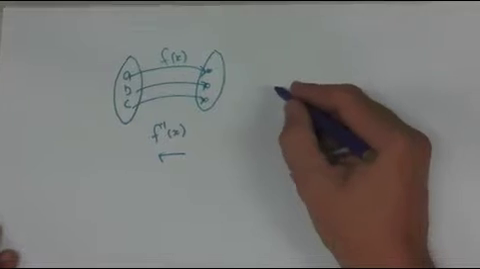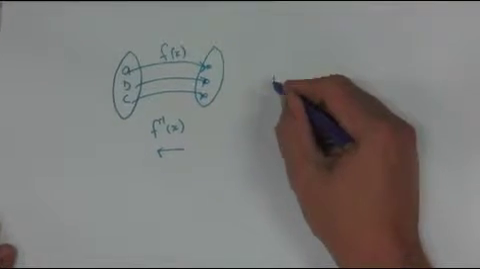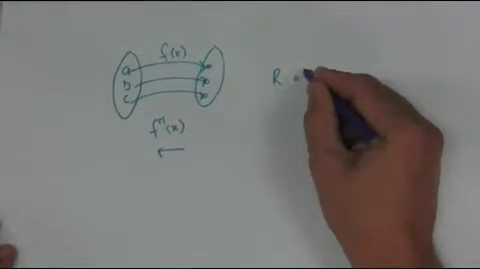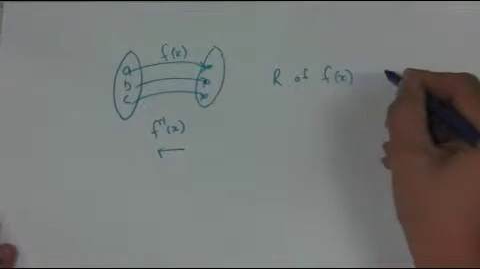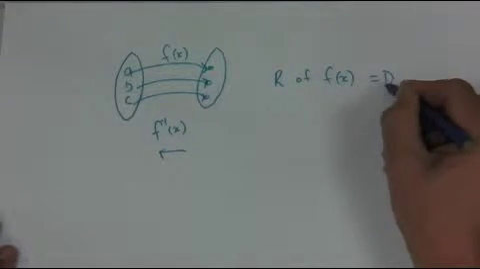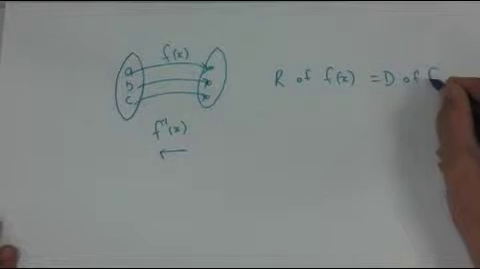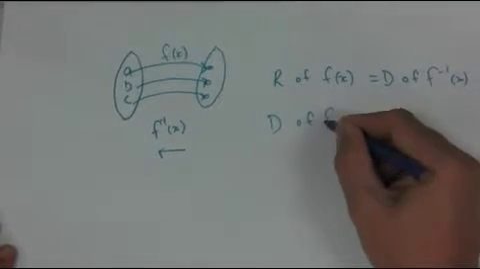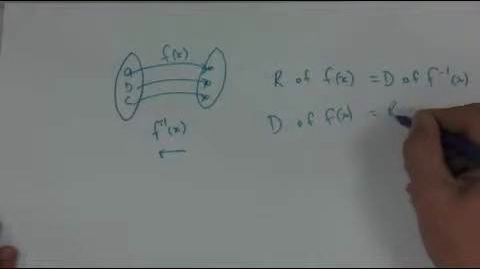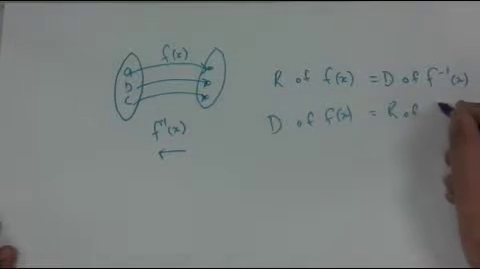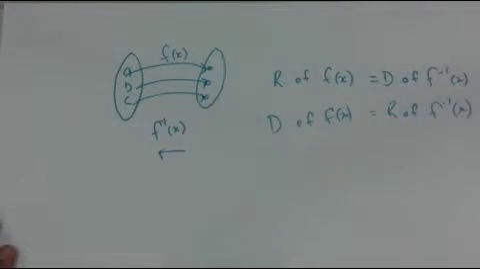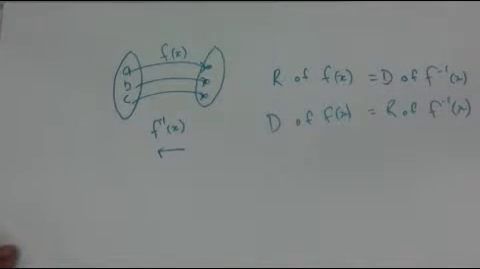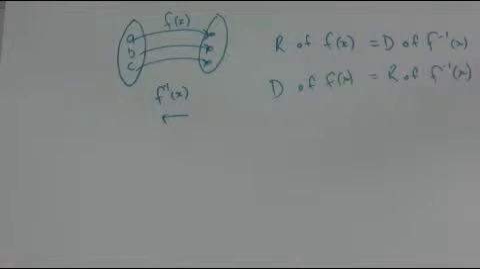So by that, we can say that the range of f of x now becomes the domain of the inverse of f of x, and the domain of f of x becomes the range of the inverse of f of x. But first we need to go through the process of creating these inverse functions.